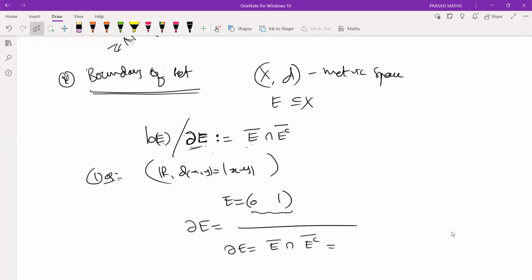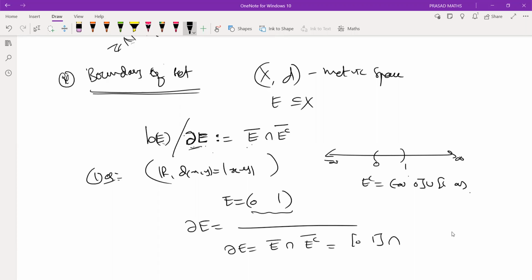What is the closure of this? Closed interval 0 to 1. What is the complement of this? Minus infinity to 0 union 1 to infinity. What is the closure of this? Anybody? It's a closed set, so it is itself. Yes or no? Because minus infinity to 0 union 1 to infinity is a closed set. Once it is a closed set, the closure of the complement is itself. Yes or no? Therefore, what is this?